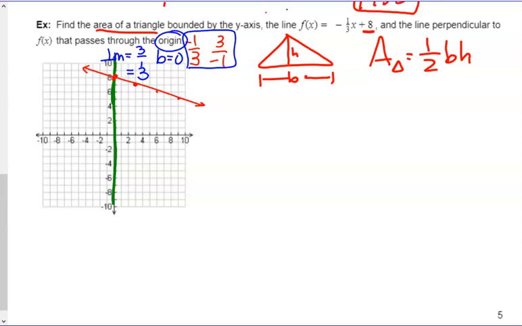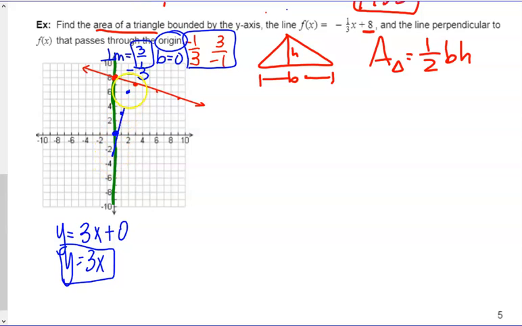Okay? Now, with m and b, we can write the equation for our perpendicular line as y equals mx plus b, which is still just y equals 3x. So this is the equation that I have for my other line. Let's graph it. Goes through the origin, and with the slope of 3/1, use it as a fraction. You go up 1, 2, 3 over 1.